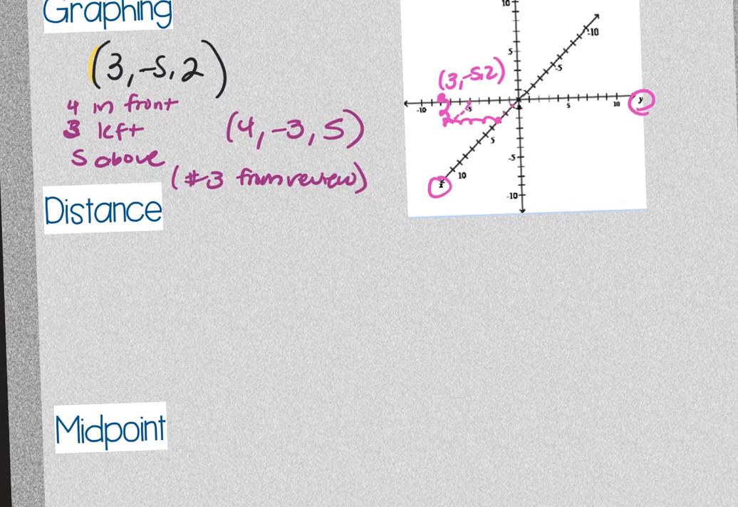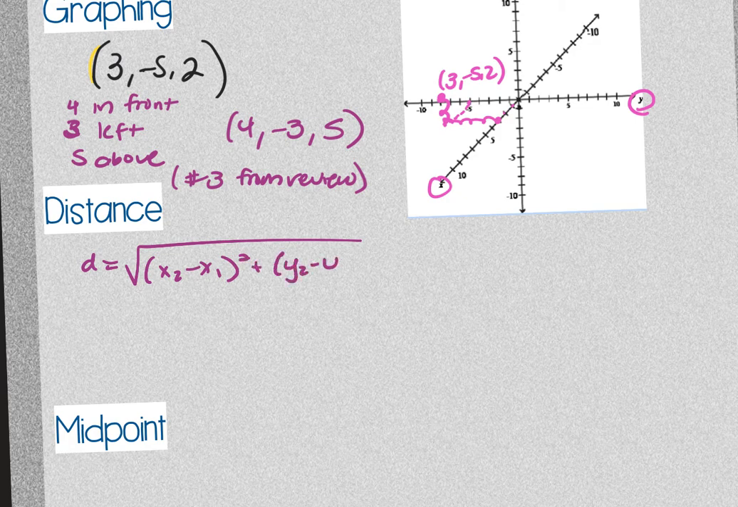Then came the distance. If you're looking for the distance between 2 3-dimensional points, d equals the square root of x2 minus x1 squared plus y2 minus y1 squared plus z2 minus z1 squared. And then if it's a square root, obviously it can be simplified. It needs to be. If it is already simplified, you're done.